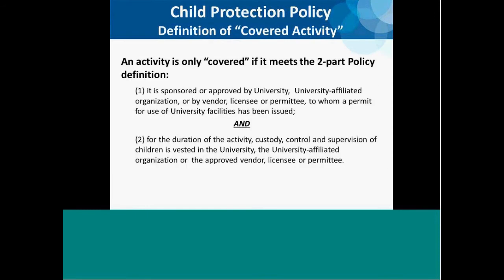An activity is only covered if it meets the two-part policy definition. Number one, it is sponsored or approved by the university, a university-affiliated organization, or by a third-party vendor, licensee, or permittee to whom a revocable permit for use of university facilities has been issued.